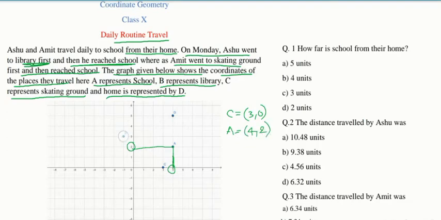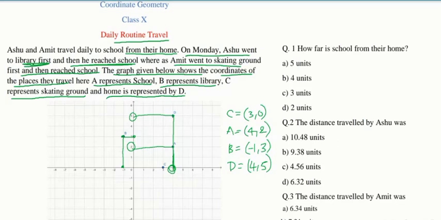Next, I am going to find B. Drop perpendicular from that point to x-axis and y-axis, so that I am getting x coordinate is -1, y coordinate is 3. So B is equal to (-1, 3). Next, D. Draw perpendicular from the point to x-axis and y-axis. I am getting x coordinate is 4, y coordinate is 5. So D is equal to (4, 5). So in this way you have to find the coordinates of A, B, C, D. And you should be clear with A is school, B is library, C is skating ground, D is home.